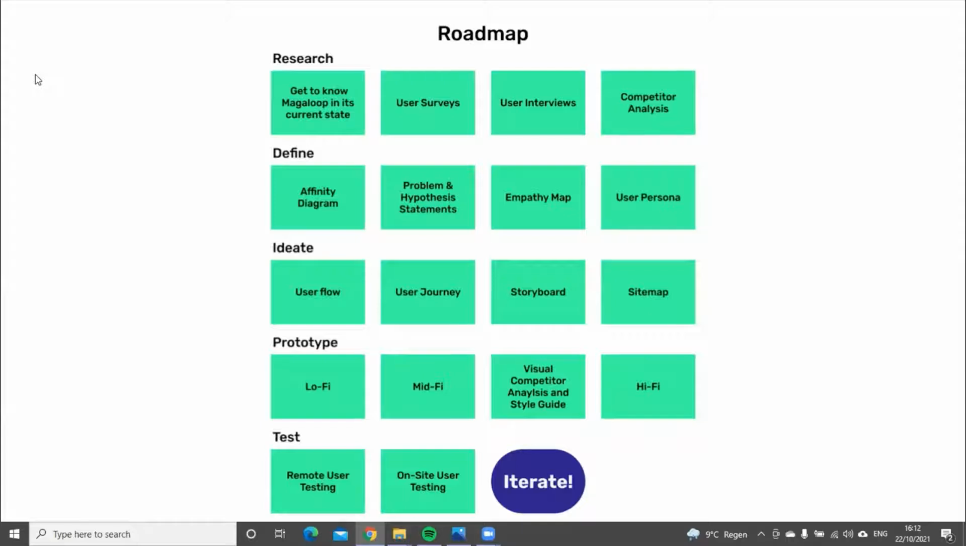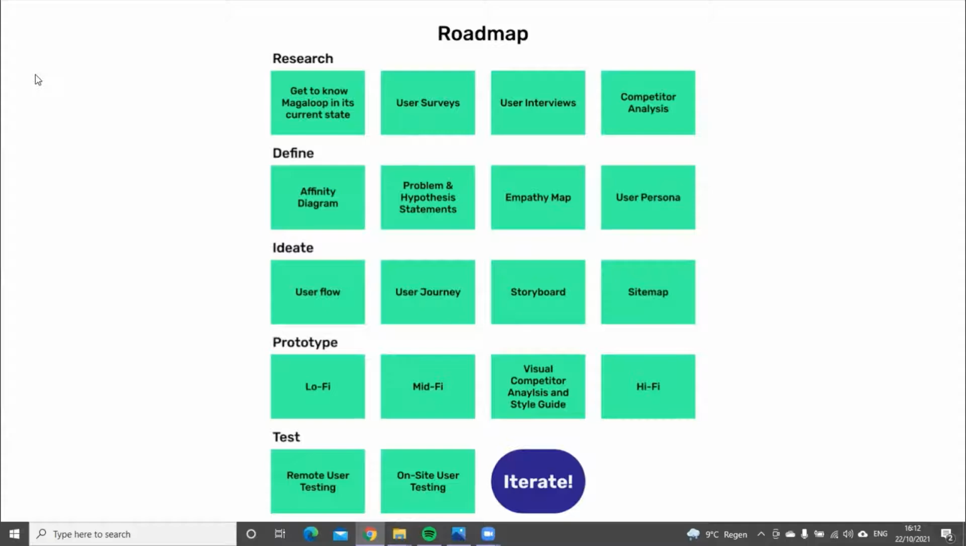The first thing I would do with Magaloop is really get to know you as you are in your current state. At what phase is Magaloop functioning? What data have you already collected from your users? And what are your needs as a business? And how can we make those needs coherent with the needs of your users? After this initial getting to know you phase, I would then really get started in the research process.